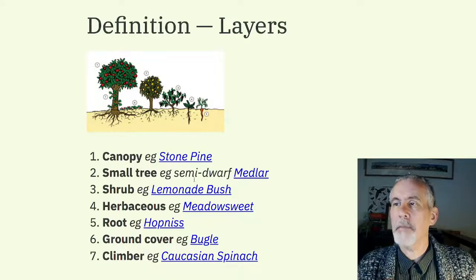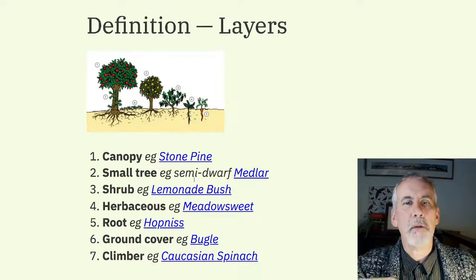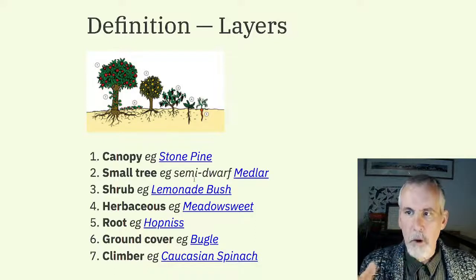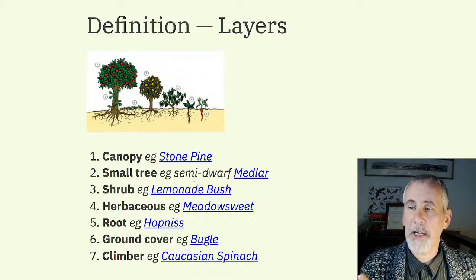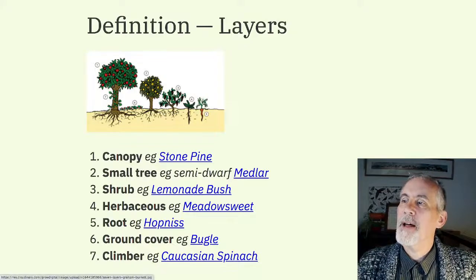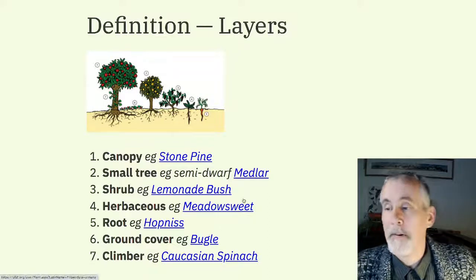Herbaceous layer, which is comfrey, meadowsweet. Herbaceous means that all the leaves die back in the winter and they grow again next year. So meadowsweet, fennel, a whole range of different comfrey. Meadowsweet's a beautiful UK native plant as well. It's one of my favourite plants. Root plant, and there's a carrot there, but the example I've given is hopniss, which is American pignut.